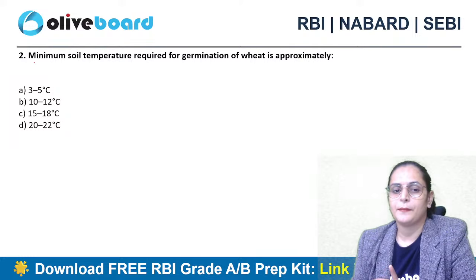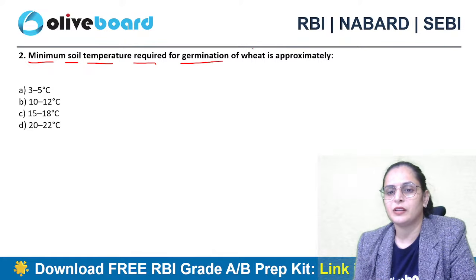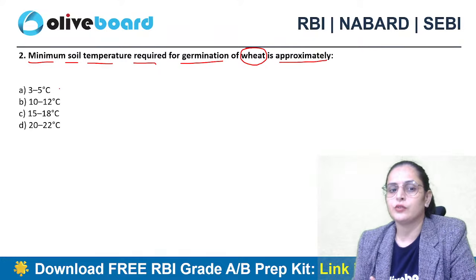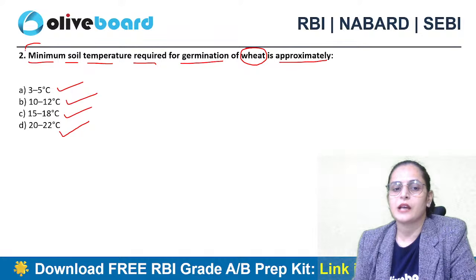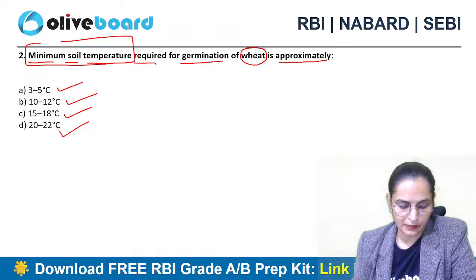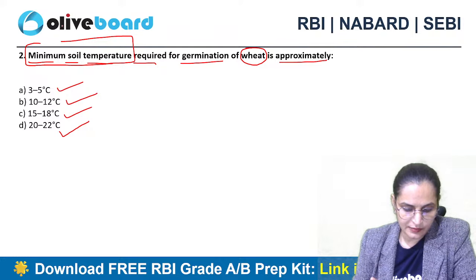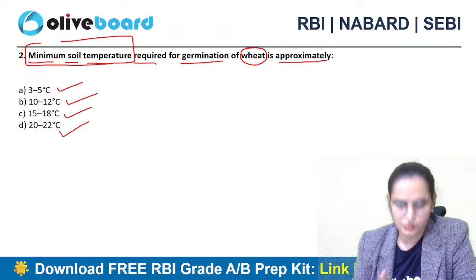The minimum soil temperature required for germination of wheat is approximately 3 to 5 degrees Celsius, 10 to 12 degrees Celsius, 15 to 18 degrees Celsius, or 20 to 22 degrees Celsius. They are asking you about the minimum soil temperature. What should be the right answer for the question?